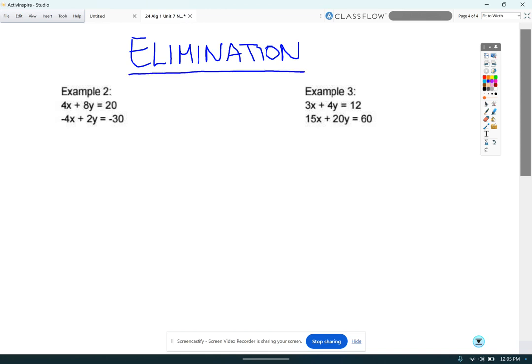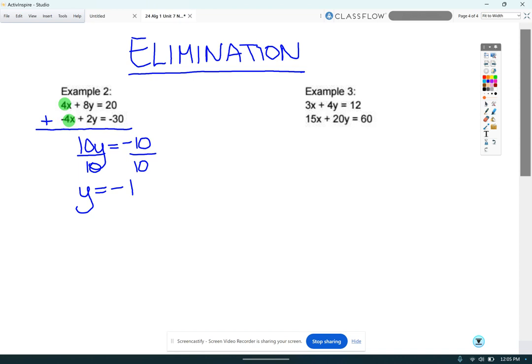Now in this first example, when I look at these two equations, I notice that I have a 4x and a negative 4x. So I know right off the bat, if I add these two equations right from the beginning, those are going to eliminate. I don't need to multiply by anything first here. I get 8y plus 2y, which is 10y, equals 20 plus negative 30, which is negative 10. Divide both sides by 10, and I get y equals negative 1.